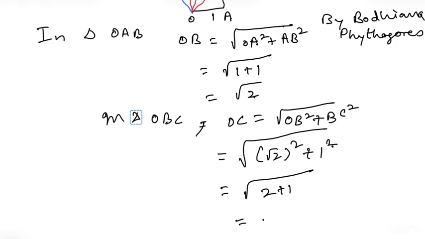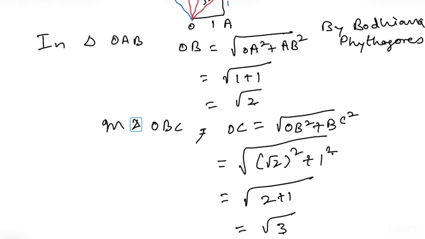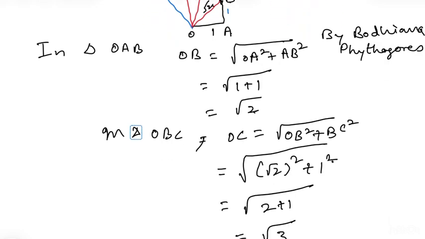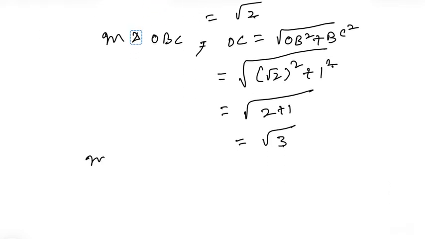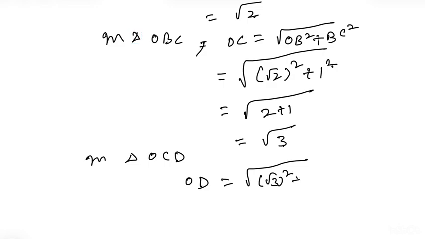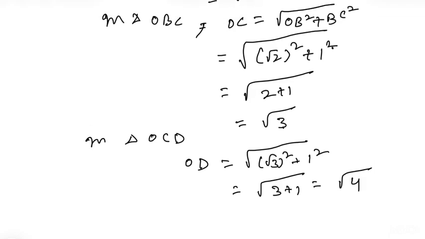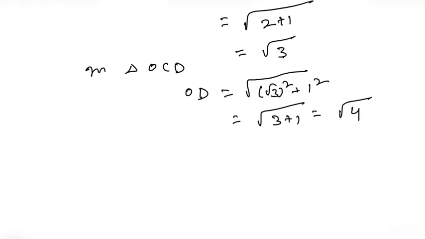Now we will find the length OD in triangle OCD. OD is equal to under root of (under root 3) square plus 1 square. This is under root of 3 plus 1, under root 4, we could write it as 2, but we will keep it as it is. So the lengths of the hypotenuse are: under root 2, under root 3, under root 4. In the third triangle 4 has come, so in the fifth, under root 5 will come, then under root 6.